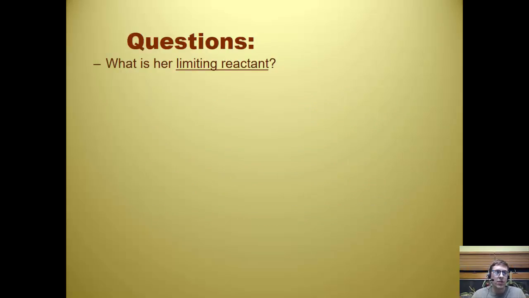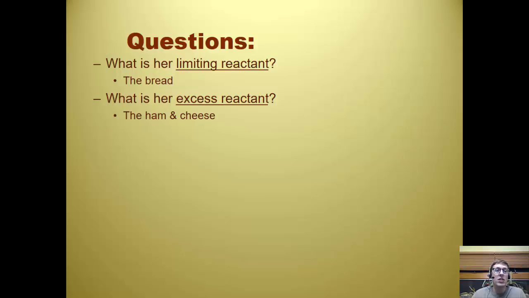So, here's our question. What is her limiting reactant? Well, that's the bread, because remember there's only 20 slices. She's got 40 of everything else. What is her excess reactant? Well, there are actually 2 of them here. She has excess ham and she has excess cheese, 40 of each. So, what is her theoretical yield? Well, if you need 2 of each of them for each sandwich, and she has 20 slices, that means her theoretical yield, she could make 10 sandwiches.